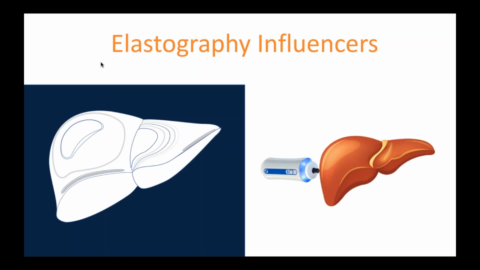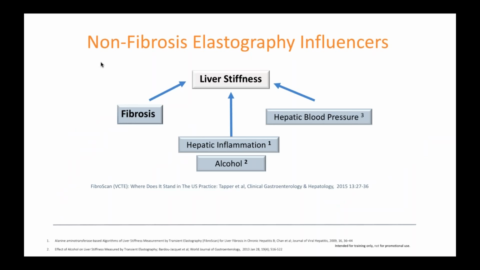So last point, I want to stress the influencers of elastography. You know that when we perform VCTE, we're mechanically inducing a shear wave in the liver, and we're measuring shear wave speed, and then we're calculating stiffness. So we need to remember that when we do that, we are not measuring fibrosis. VCTE is a surrogate marker for fibrosis that nicely correlates, but it is vulnerable to other influencers of shear wave speed.